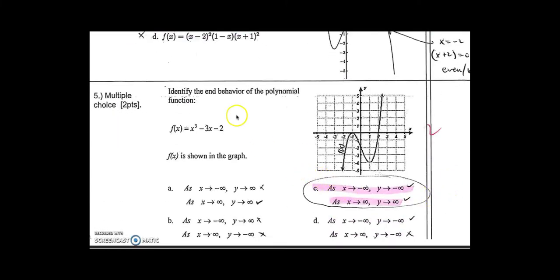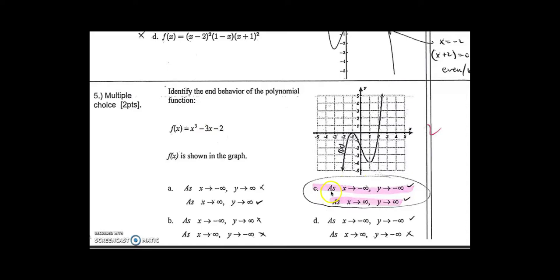Question number 5, multiple choice. Identify the end behavior of the polynomial function f of x equals x cubed minus 3x squared minus 2. So this problem is nice because they give you both the function itself and a graph, so they match.